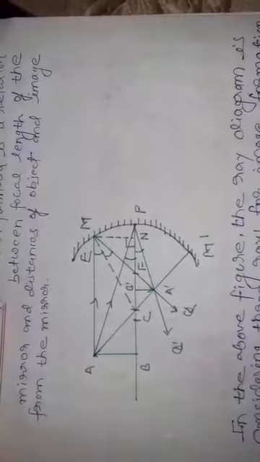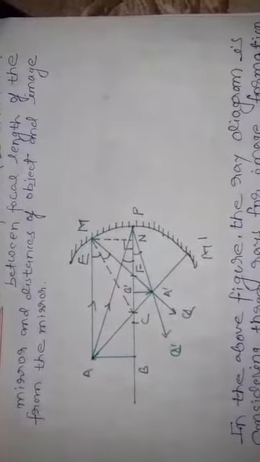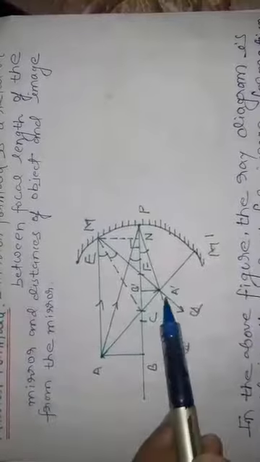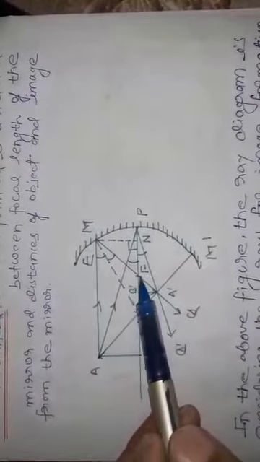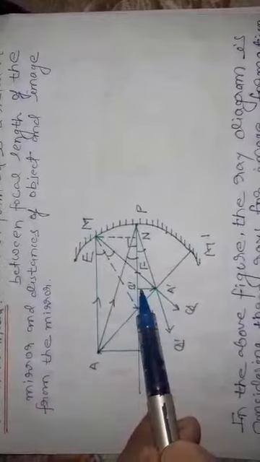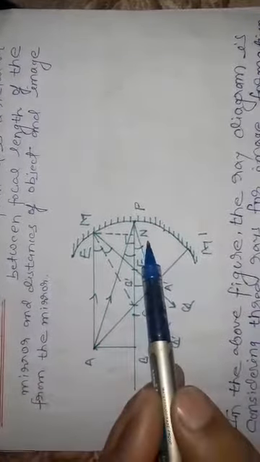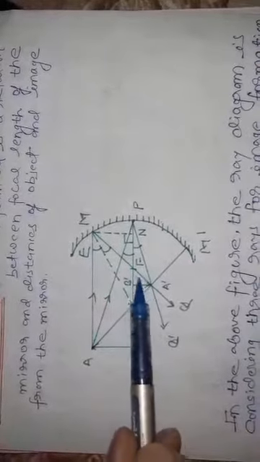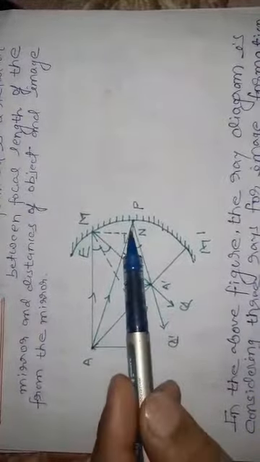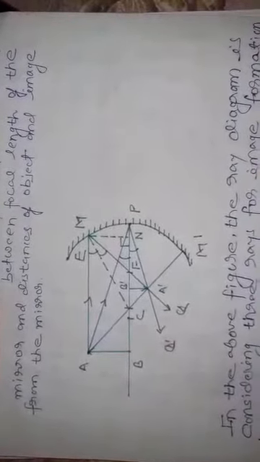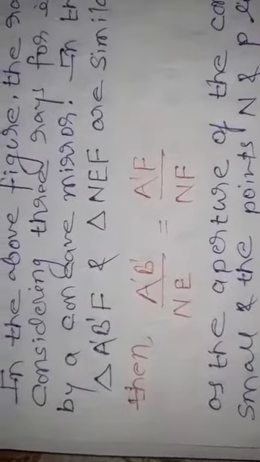In the figure, here we have two triangles. First one is the triangle A dash B dash F, and second one is N E F. This one is your first and this will be your second. Both are similar triangles. So by the basic proportionality theorem, we have A dash B dash upon NE equals A dash F upon NF.